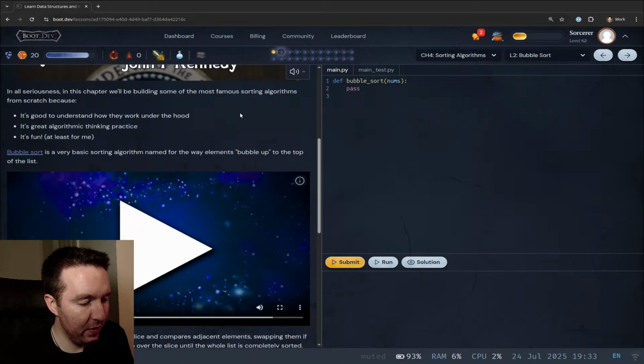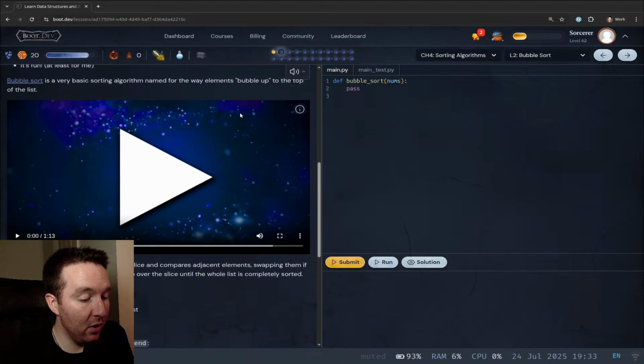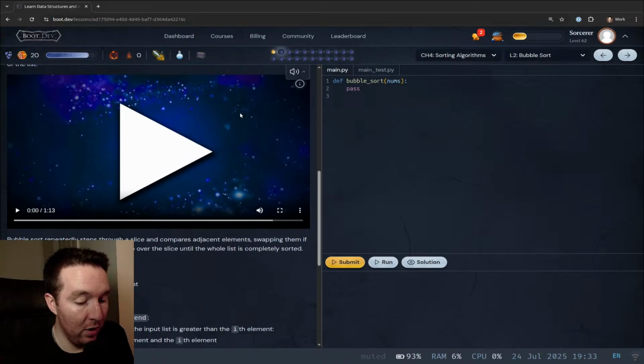In all seriousness, in this chapter we'll be building some of the most famous sorting algorithms from scratch because it's good to understand how they work under the hood. It's great algorithmic thinking practice. It's fun, at least for me. Bubble sort is a very basic sorting algorithm named for the way elements bubble to the top of the list. So let's have a little listen to the video.